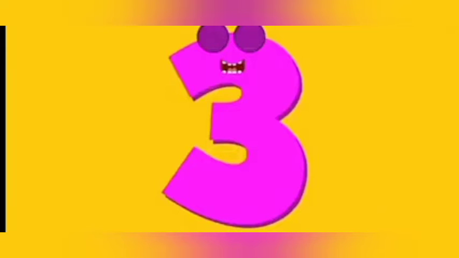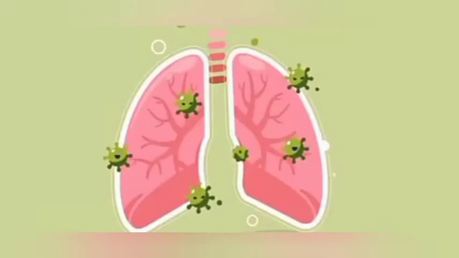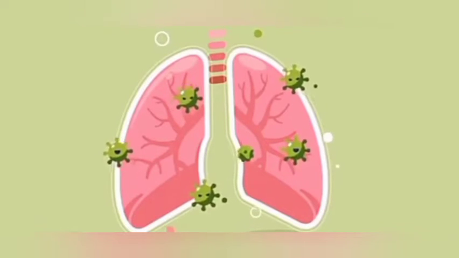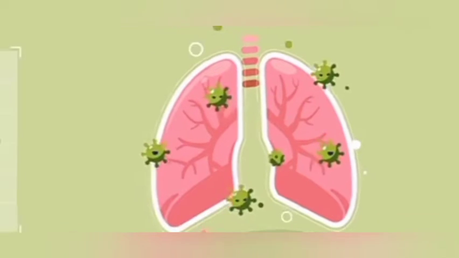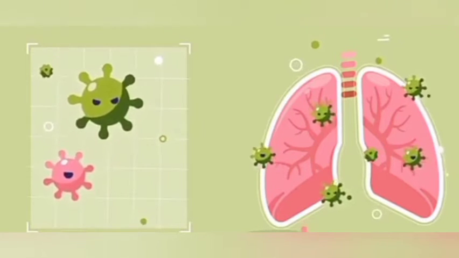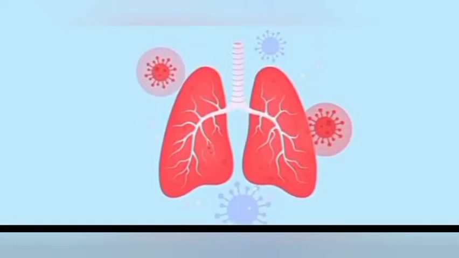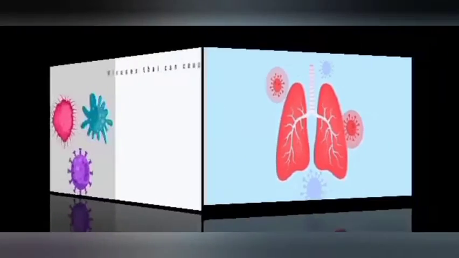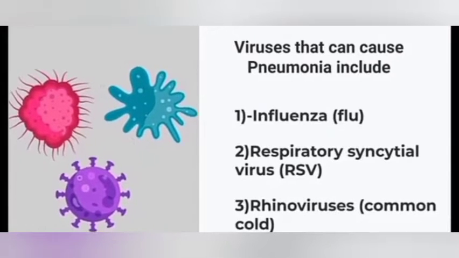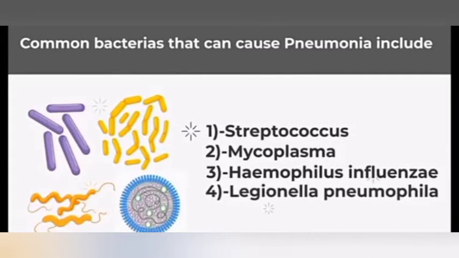Now let's move to the third disorder of the respiratory system. We have pneumonia. Pneumonia is an infection that causes inflammation in the lungs and results in fluid buildup, fever, cough, and difficulty breathing. It's caused by a variety of organisms. First and foremost, what are the causes of pneumonia? Pneumonia has several different causes including viruses, bacteria, fungi, and even parasites in some cases. Common viruses that can cause pneumonia include the flu, RSV, and the common cold. Common bacteria that can cause pneumonia include Streptococcus, Mycoplasma, Haemophilus, and Legionella.